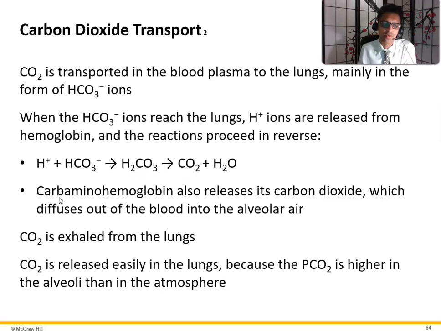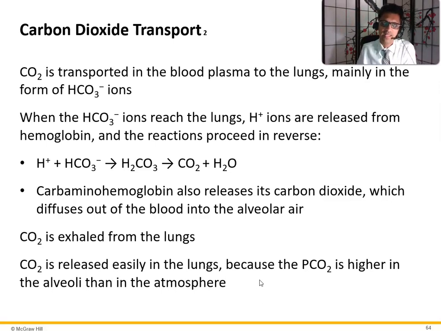Okay, so carbaminohemoglobin, I always have trouble saying that, I don't know why. Carbaminohemoglobin also releases its carbon dioxide, which diffuses out of the blood into the alveolar air. CO2 is exhaled from the lungs, and CO2 is released easily in the lungs because the partial pressure is higher in the alveoli than the atmosphere. So if I have more here than outside, I'm just going to breathe it out.